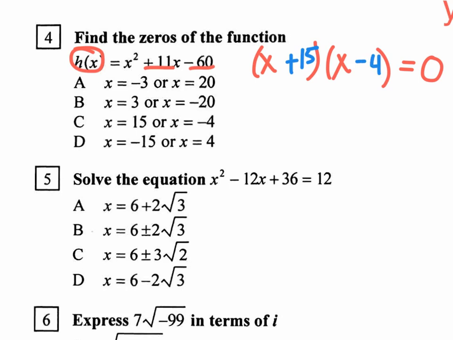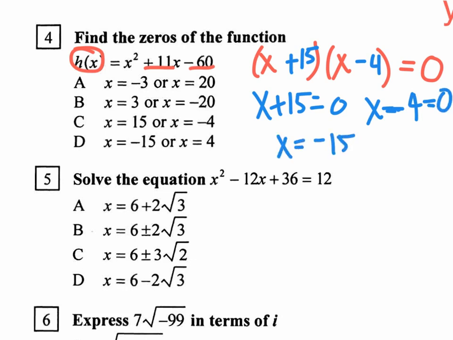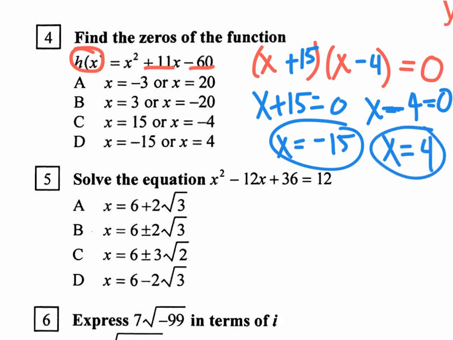We have factored. Let's split and solve. That's going to be x plus 15 equals 0, x minus 4 equals 0. So your two answers are going to be x equals negative 15 and x equals positive 4. Those are two answers. Negative 15, positive 4. That's answer D.